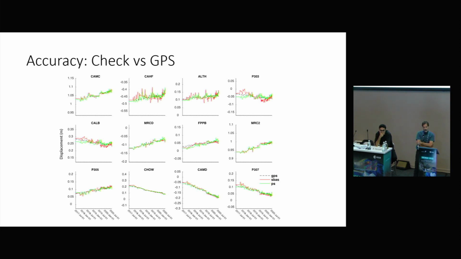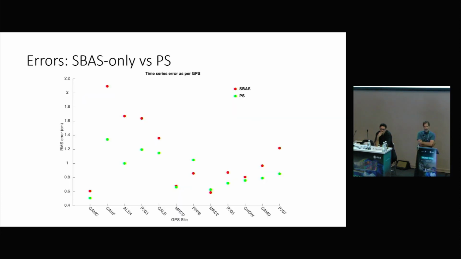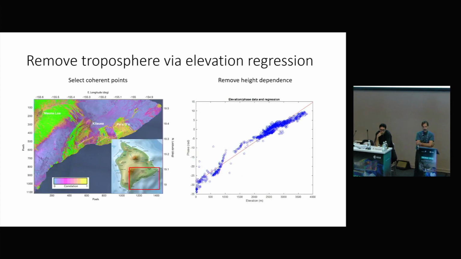So this is about 4 years' worth of data. Shown here in green are the PS solutions. In red are the conventional SBAS-only solutions, and then the dotted black lines are the GPS. They look like they're pretty comparable here, but we can make a little chart of what the RMS error is at every one of those GPS sites. And for the most part, the ones that have gone through this PS filtering have a fraction of the error than we got in the conventional SBAS. So this seems to be preserving some pretty good quality.